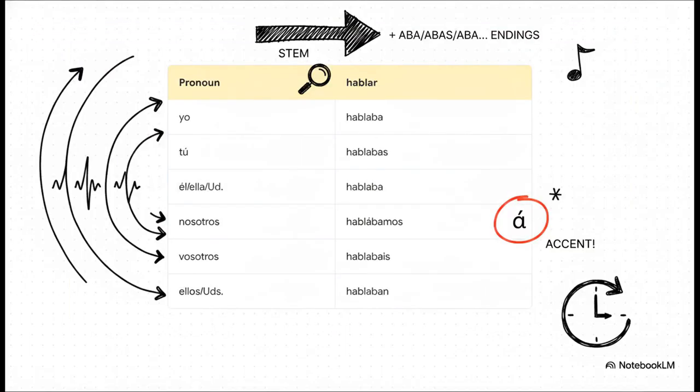Okay, let's look at regular AR verbs. The pattern here is actually really rhythmic and satisfying. You just take the stem of the verb, so like habla from hablar, and you slap on the -aba endings. Yo hablaba, tú hablabas, and so on. It is literally that simple. But hey, do not forget the written accent on the nosotros form. It's hablábamos. You definitely want to remember that one.